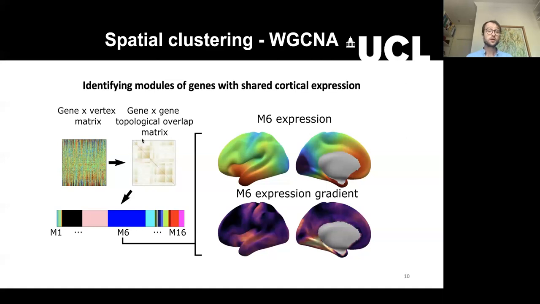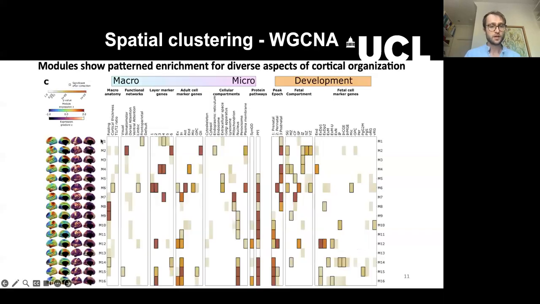Having characterized the bulk, we finally sought to break the whole 20,000 genes into groups with shared expression patterns. So we used weighted gene co-expression network analysis, WGCNA, to group genes into modules. And what's nice about this is each module is associated with a set of genes and also a spatial expression profile and gradient. So we can do these macroscale annotations, but also these gene set annotations on the same module.